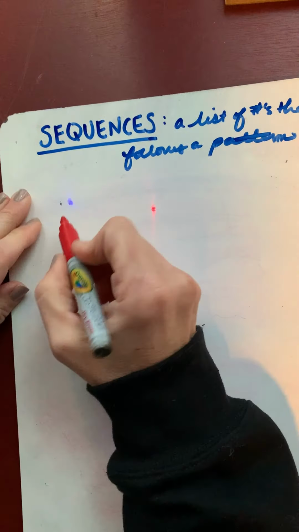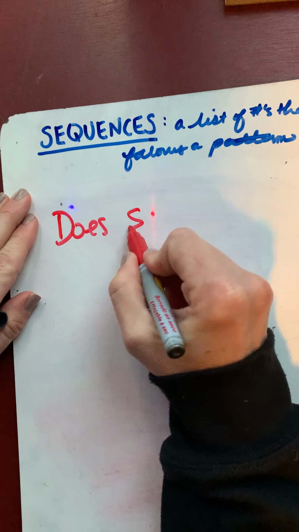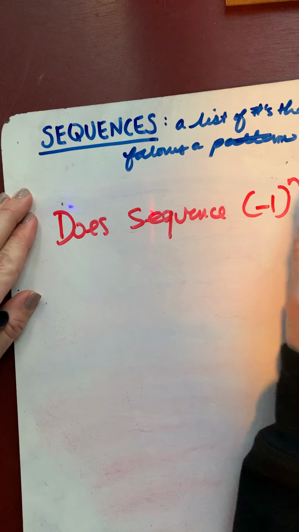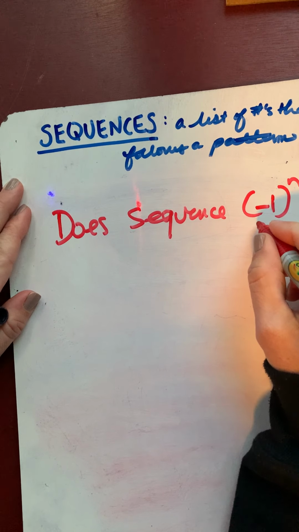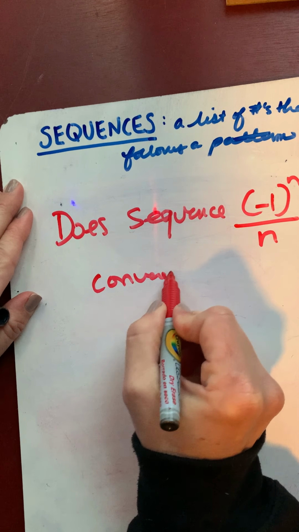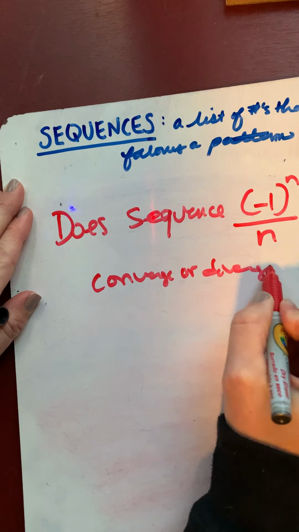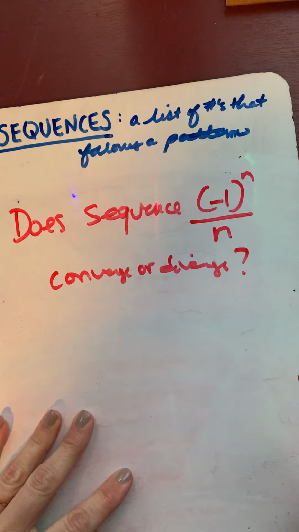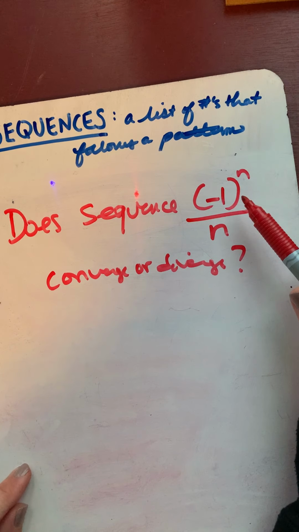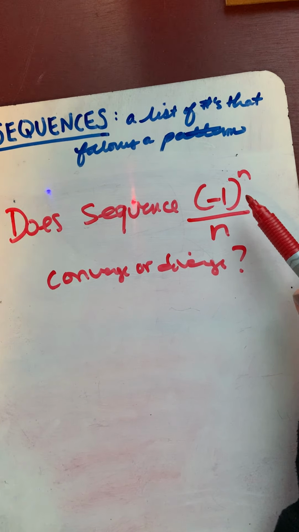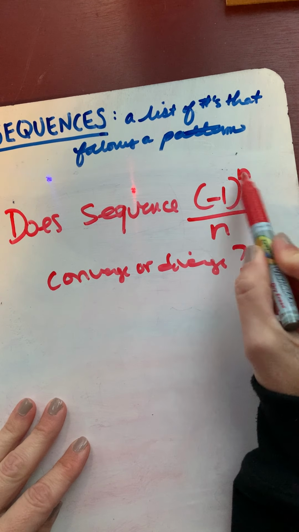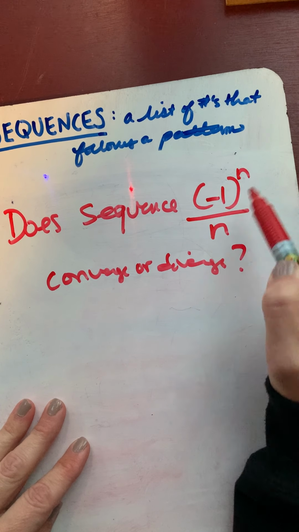So let's say, does the sequence -1 to the n over n converge or diverge? So it has this appearance of the -1 to the n. When I see this, I know my signs are going to swap. I'm going to go a positive and negative, a positive and negative, or vice versa. I'm going to go every other, because that power of n as I increase is going to give me a negative number and then a positive number, then a negative, then a positive.